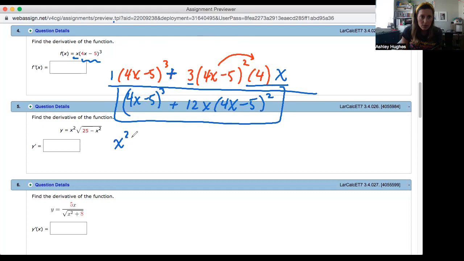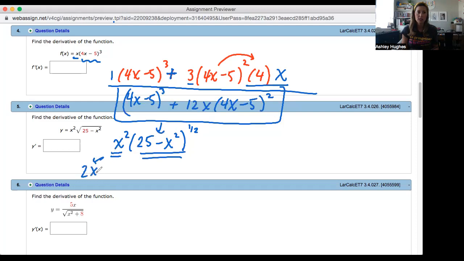This one, let's rewrite the root: (25 - x²) to the 1/2. This is, again, the product rule because we have two functions of x. It's also the chain rule for this part here. So we're going to say the derivative of the first, which is 2x, times the second. I'll use a different color. Times the second one without changing it. We just write the second one down.